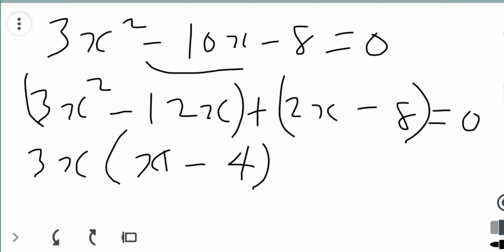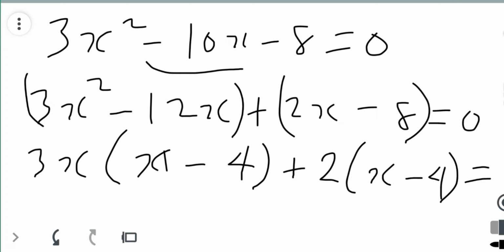So the next thing now is to consider the second part. Now what's common here? 2 is common here. So if you factorize 2 from here, what we have left is x. If you factorize 2 from here, we'll be having minus 4 as well, equals 0.